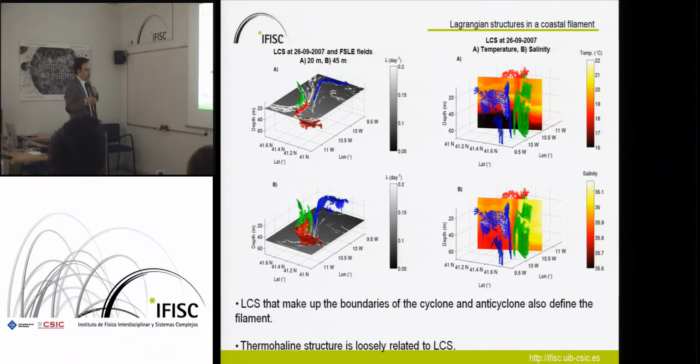And finally, when you compare the position of the surfaces with temperature and salinity maps, we see that they are mainly located in the transition between the cyclone and the anticyclone, and that there is, let's say, a loose relation between the structure of the temperature and salinity fields and the position of these Lagrangian 3D coherent structures.